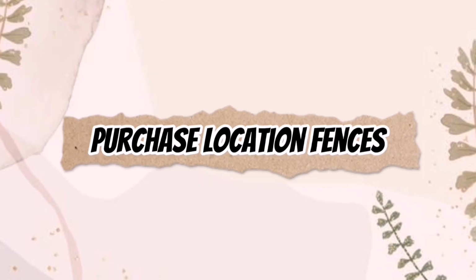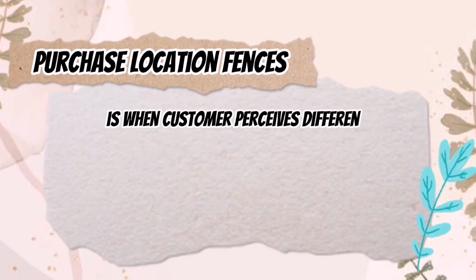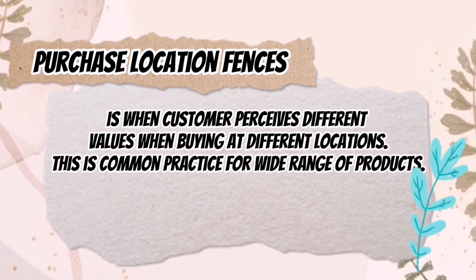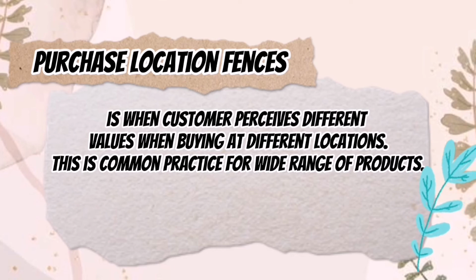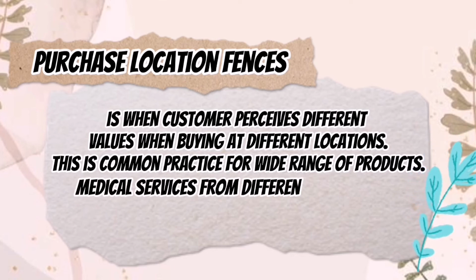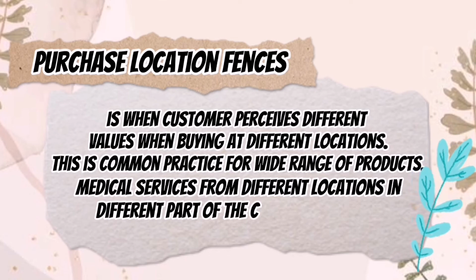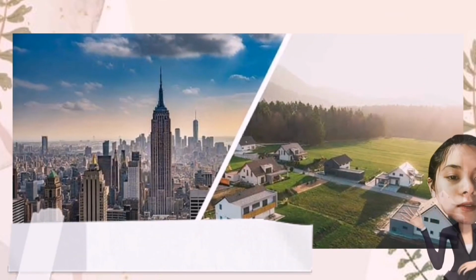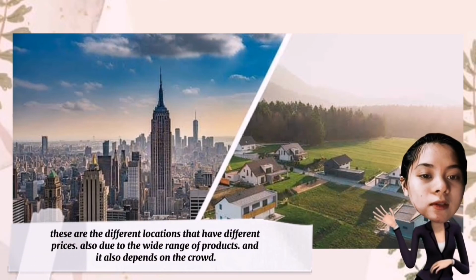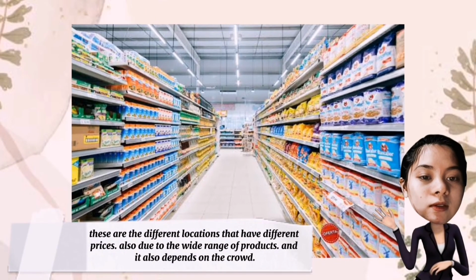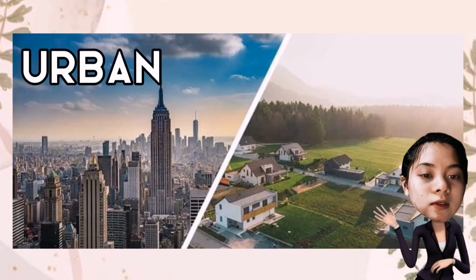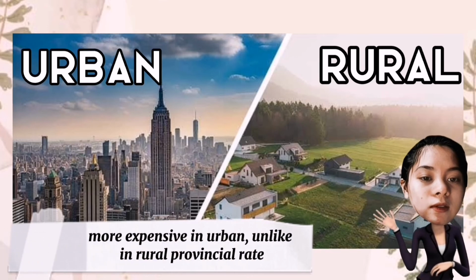Location fences is when customers perceive different values when buying at different locations. This is common practice for a wide range of products. Medical services from different locations in different parts of the city vary in prices. The location fences have different locations with different prices, also due to the wide range of products, and it also depends on the ground. Like for example, urban and rural. More expensive in urban, unlike in rural province rates.